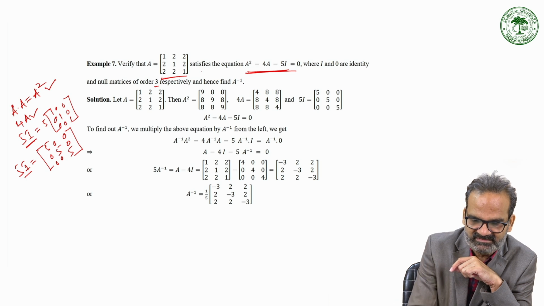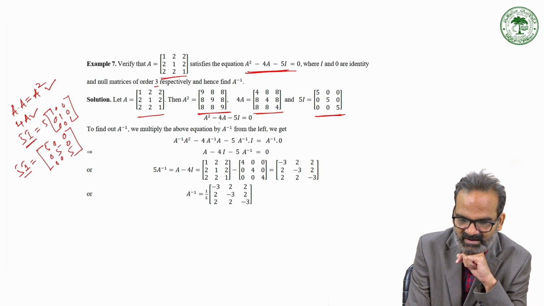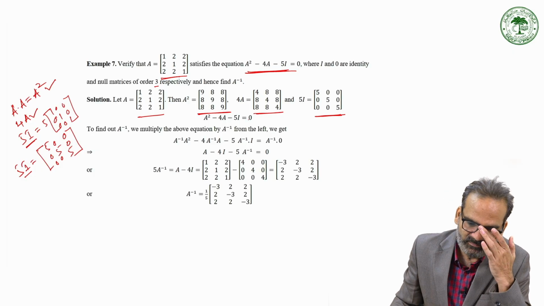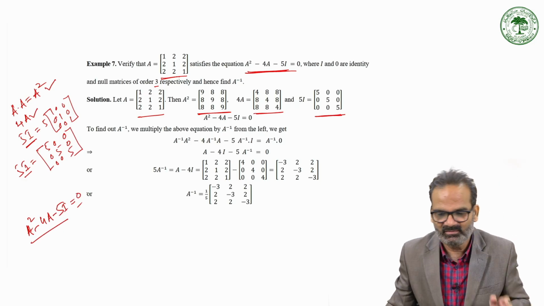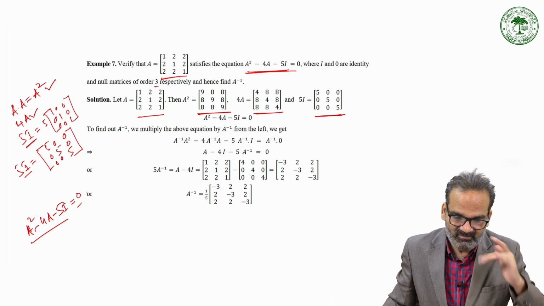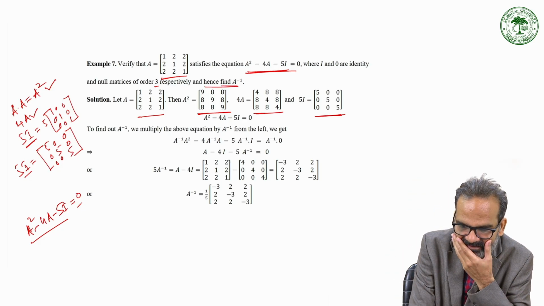Now simplify this equation. Say this is A, so A square is this matrix, 4A is this matrix, 5I is this matrix. Now A square minus 4A minus 5I is equal to 0. Substitute all these values, its value should come out to be 0, right? This we have already verified. What is the second part? Hence find A inverse, right?